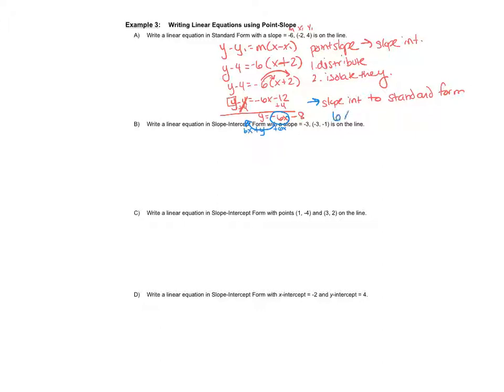And I end up with 6x plus y equals negative 8. This is now in standard form. Standard form is ax plus by equals c. It really just means that x comes first. That's the main idea behind it, at least.